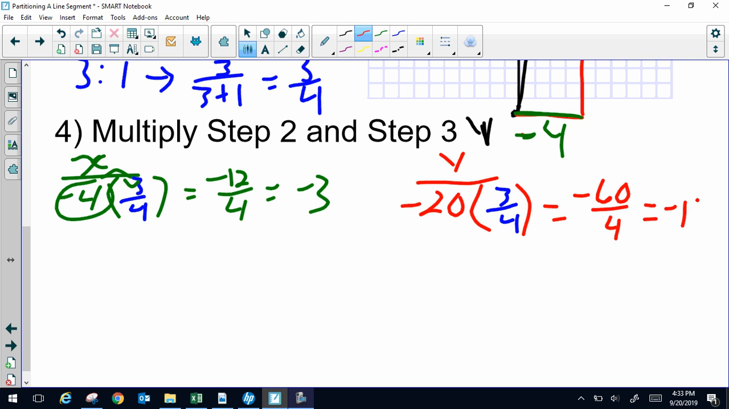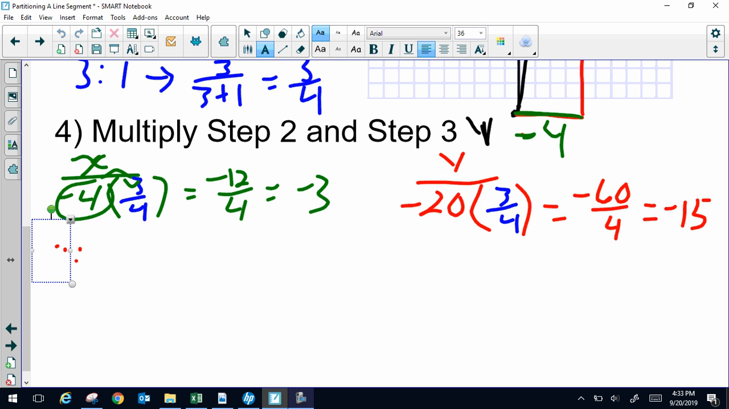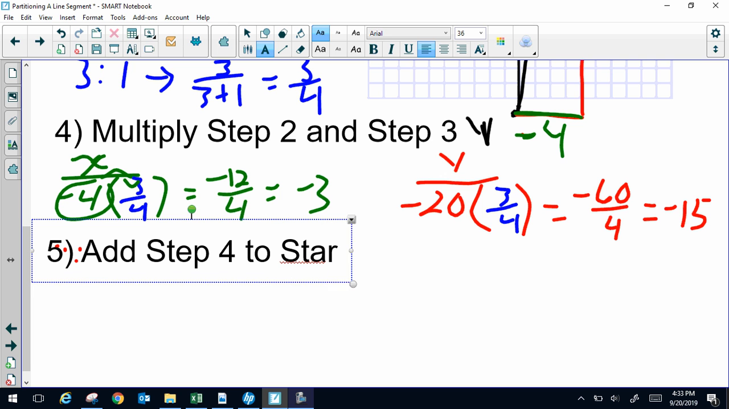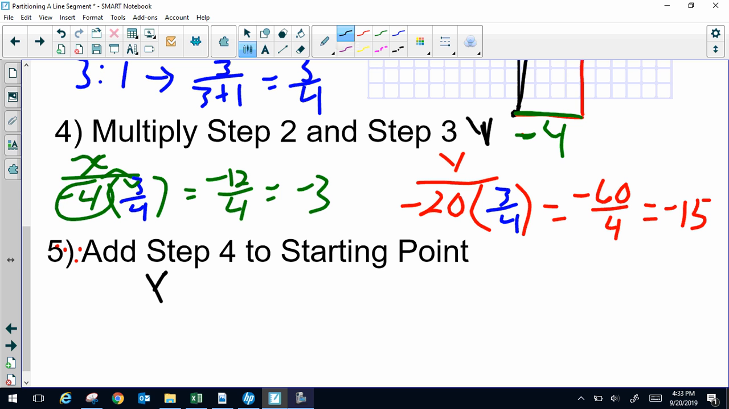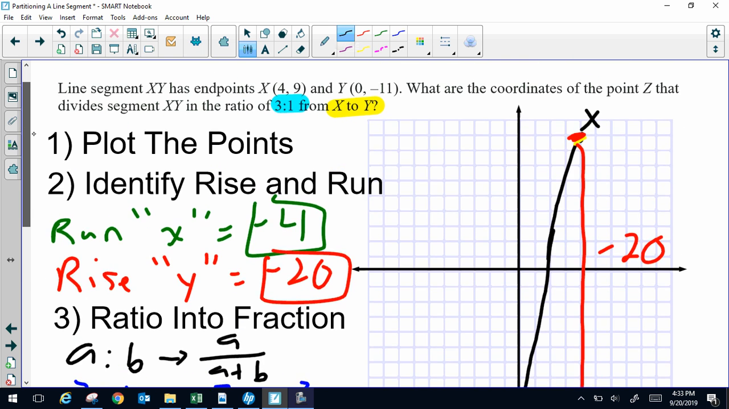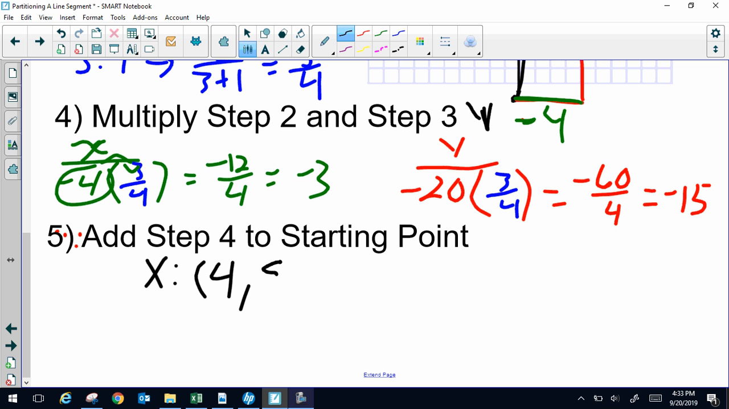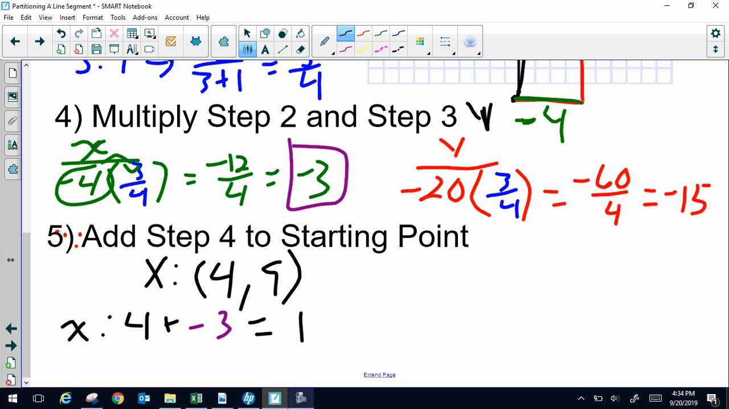Okay. The last and final step, step 5, add step 4 to starting point. Our starting point in this case was x, which was at 4, 9. If we take the x from there, that's going to be 4, and we're adding the x from step 4, which is -3. We get our new x to be 1.